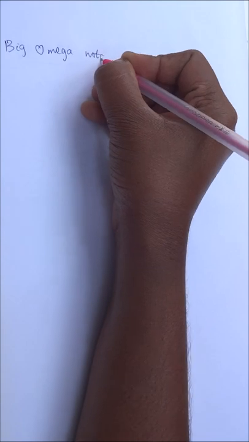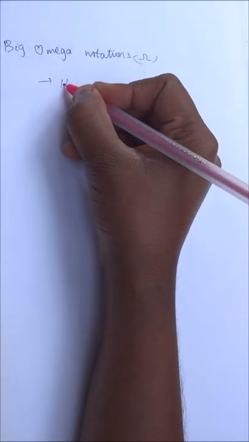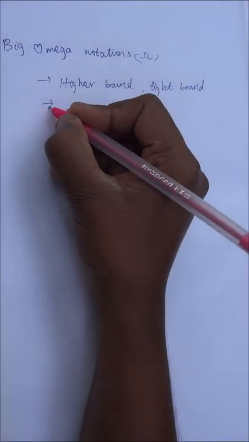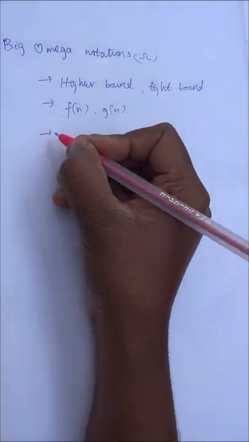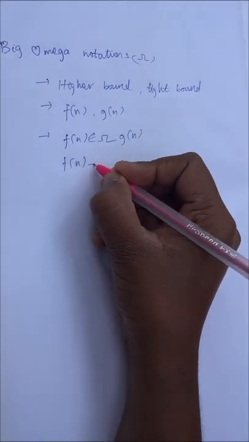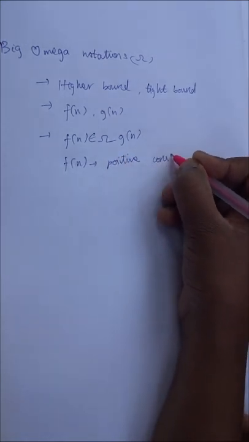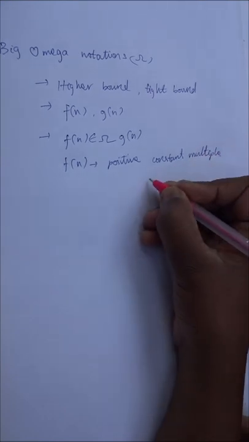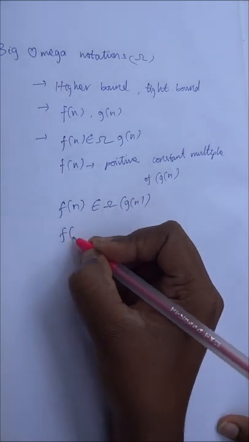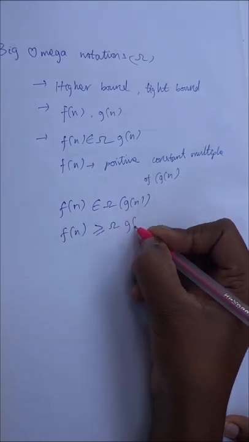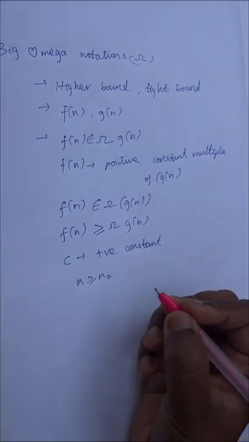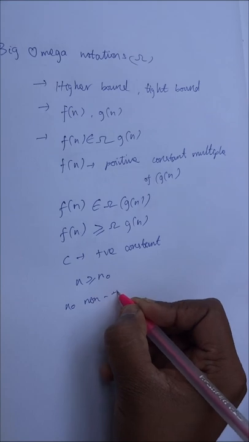Now we are going to see about big omega notation. It can also be called higher bound or tight bound notation. Here we consider two functions, f of n and g of n. F of n is said to be in big omega of g of n if f of n is bounded below by a positive constant multiple of g of n. We can express it as f of n belongs to big omega of g of n. Thus, f of n is greater than or equal to c into g of n, where c is a positive constant, and n is greater than or equal to n naught, where n naught is a non-negative integer.